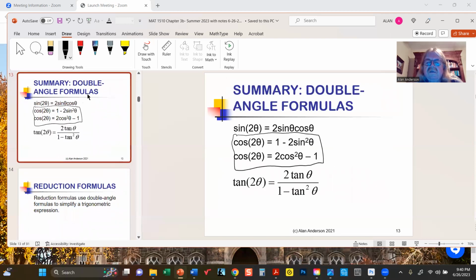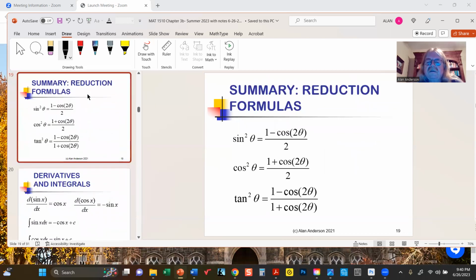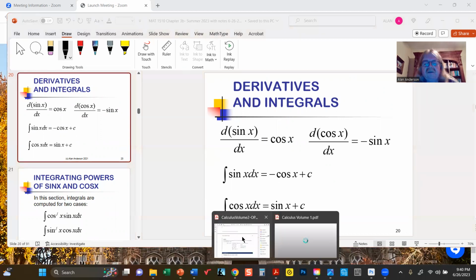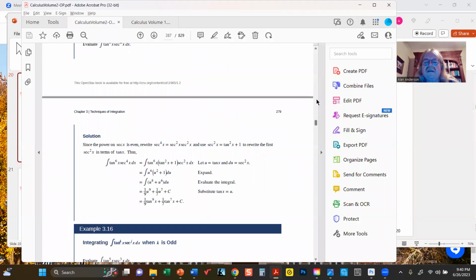They're summarized right here, keeping in mind that there's two of them available for the cosine. And then we also derived the reduction formulas. And then we had a quick review of the derivatives and integrals of sine and cosine. There's more. If you go to your book, you'll see that every one of these is in the charts at the end of the book.